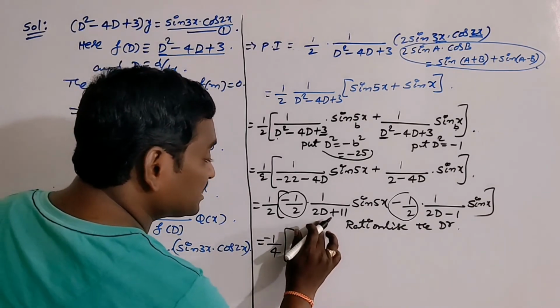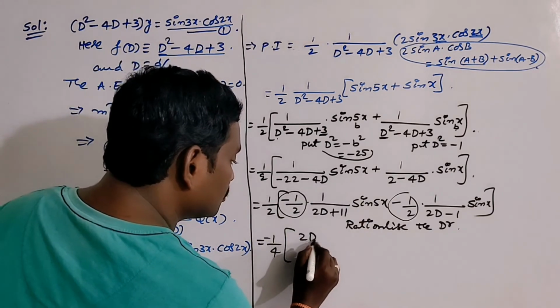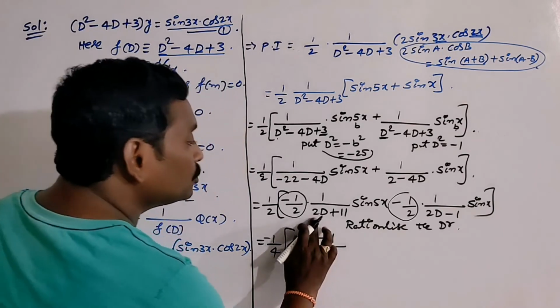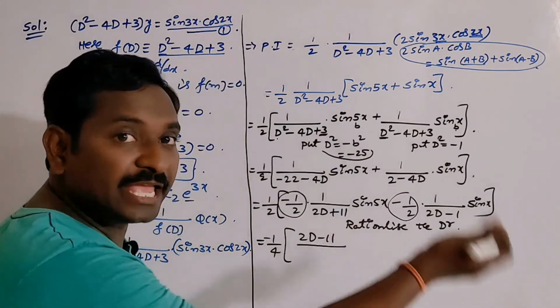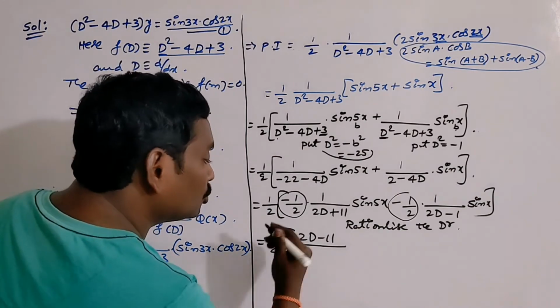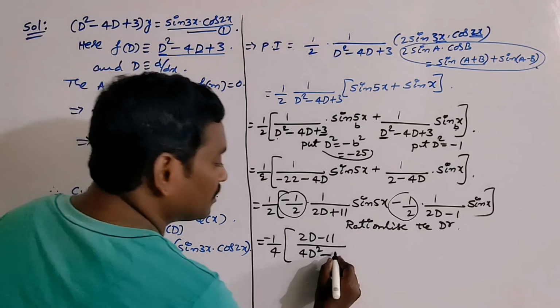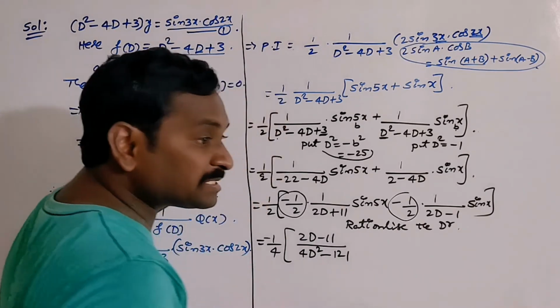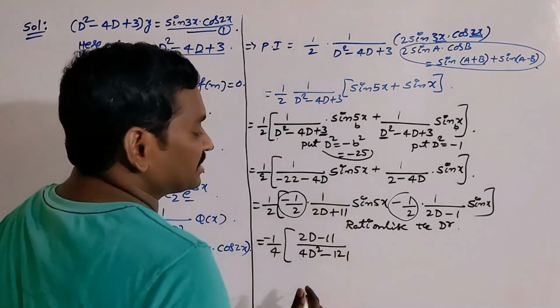Now what is the rationalizing factor? 2d minus 11. So 1 into 2d minus 11, 2d minus 11 by 2d plus 11 into 2d minus 11. A plus b into a minus b. According to that formula, 2d whole square, 4d square minus 11 square, 121. For the purpose of getting a square minus b square formula, we have to take the rationalize.